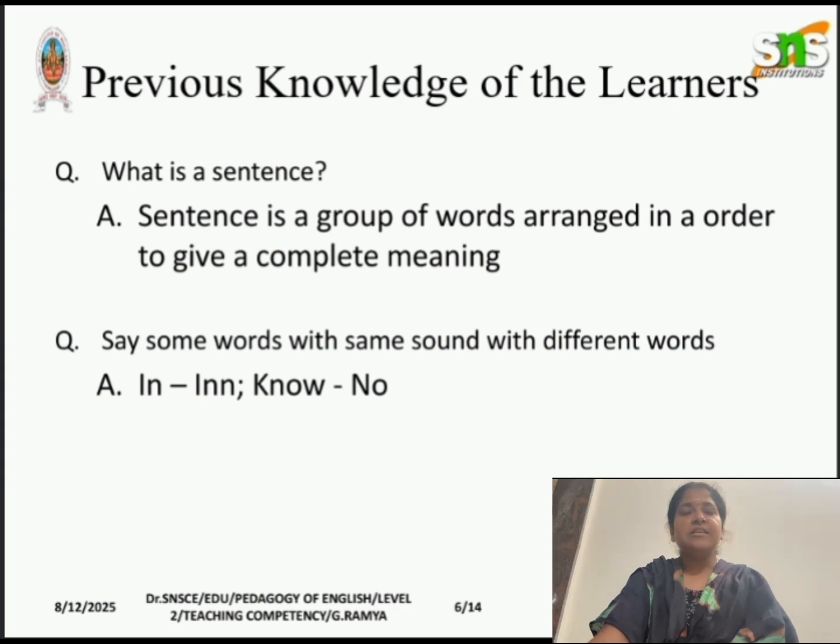Likewise, by asking about the same sound with different meaning. Say for example, in. We can show the difference by giving the letters like in and inn. That is, in is a preposition, and inn is the hotel. No, K-N-O-W, and no, N-O. So K-N-O-W is known as know, and no is like saying no for any answers.